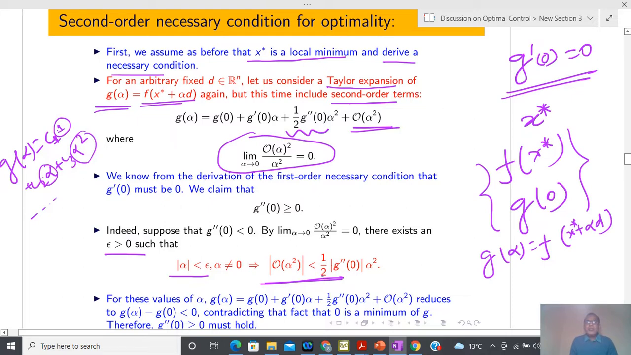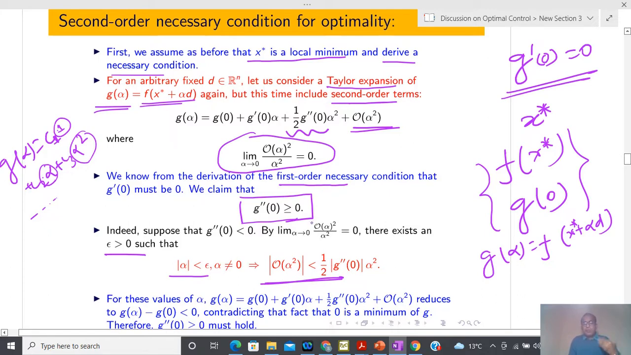Now what we are going to show in today's lecture is that the second order necessary condition is like this: I can write that the double derivative of g at 0 is greater than or equal to 0. I am going to establish that, assuming the first order necessary condition is satisfied.